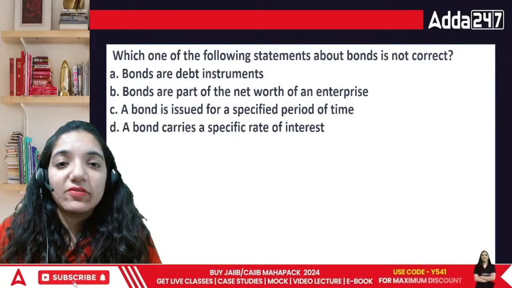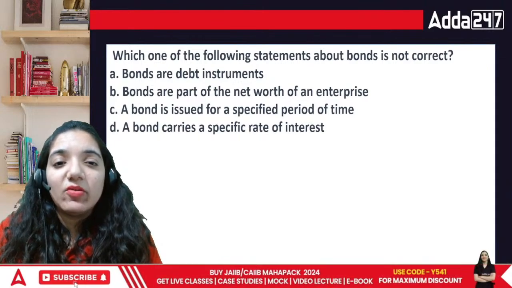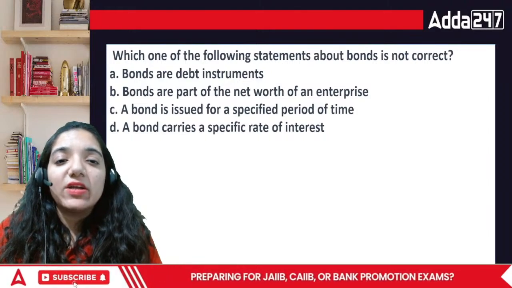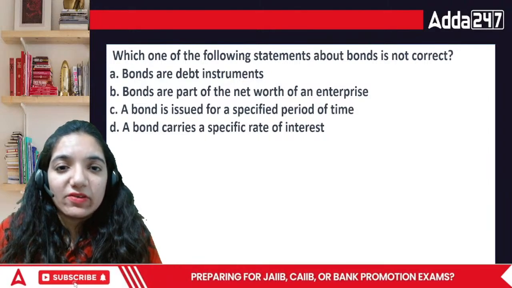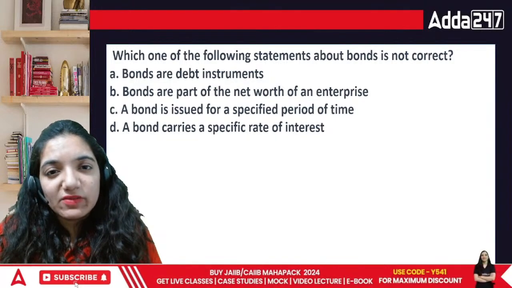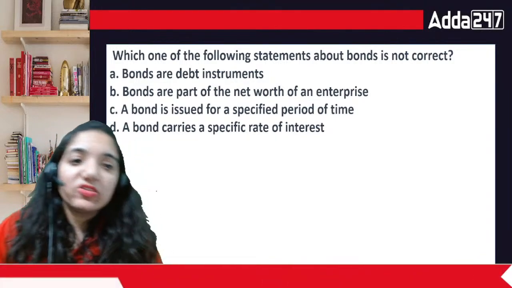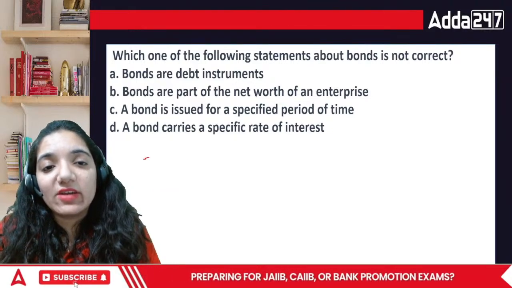Bonds are a part of net worth of an enterprise. A bond is issued for a specified period of time. A bond carries a specific rate of interest. These are again debt instruments. But do you know this can be a part of net worth, everyone?